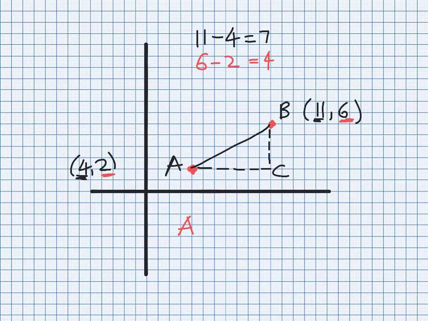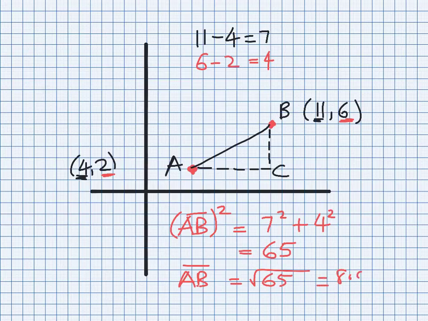So, length AB squared is equal to 7 squared plus 4 squared. That equals 49 plus 16, which is 65. To find the length AB, I need to take the square root of that number. So it's the square root of 65, which is 8.06 units. And that's to 2 dp.